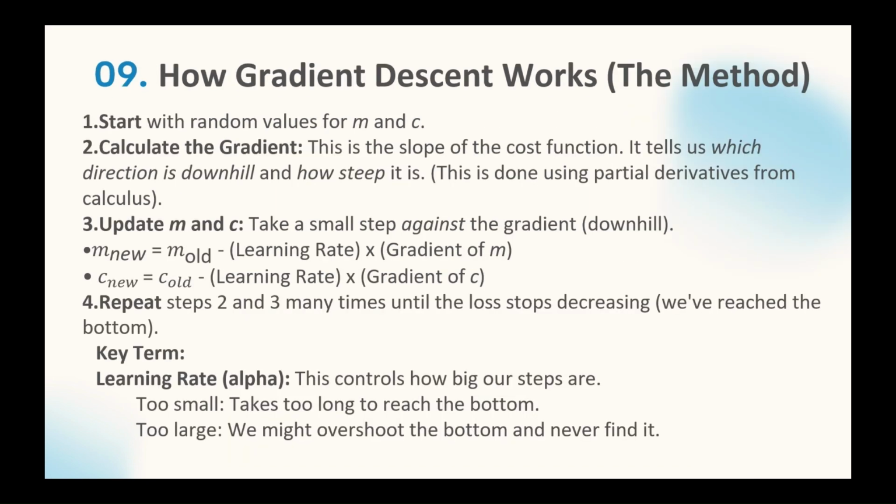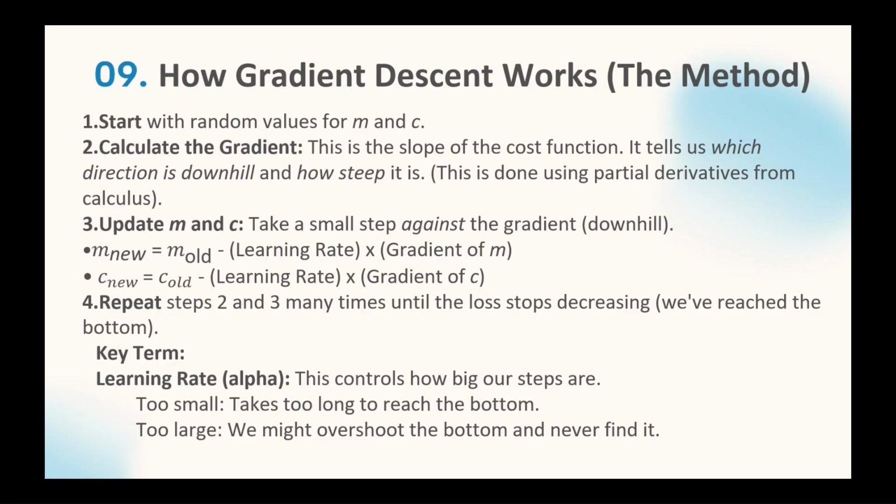Let's have a look at the method more formally. First, we start with random values for slope and intercept. This is like dropping ourselves at a random point on that foggy hill. Second, we calculate the gradient. The gradient is the slope of the cost function. It's a vector that tells us two things: which direction is uphill and how steep it is. This vector can be calculated using partial derivatives from calculus.